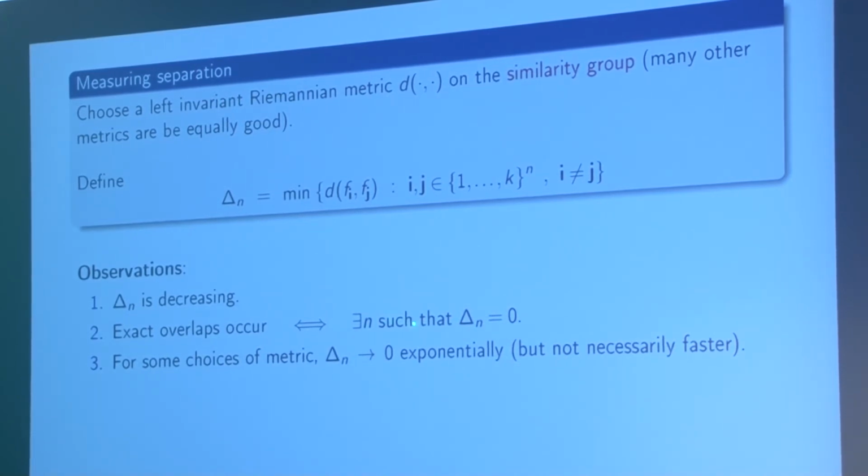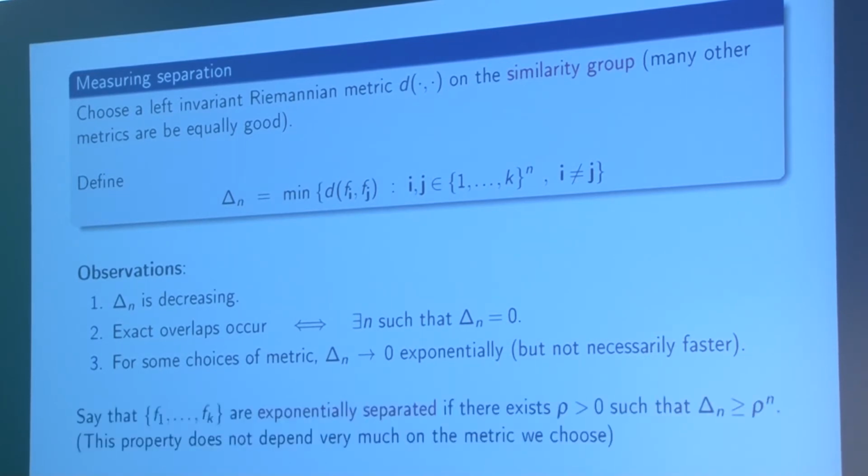In fact, it's also easy to see that if this is true for some n, then it will be true for all large enough n. And not for the left invariant metric, but for some choices of metric, you can also, as you might expect, have a fast decay of delta n to 0, exponential decay to 0. And so we'll say that the maps are exponentially separated if there is some positive number rho, so that rho to the n bounds delta n from below.